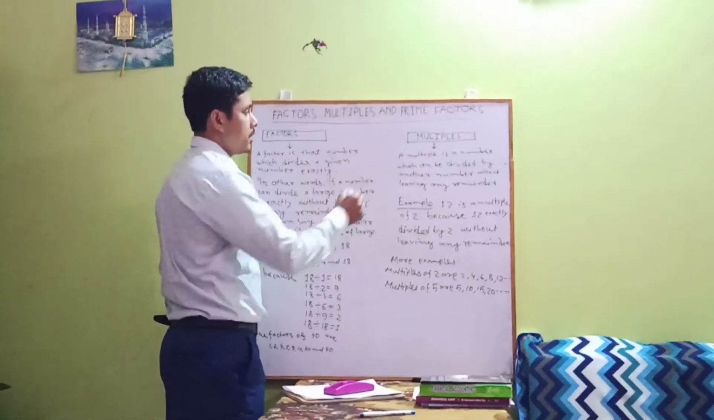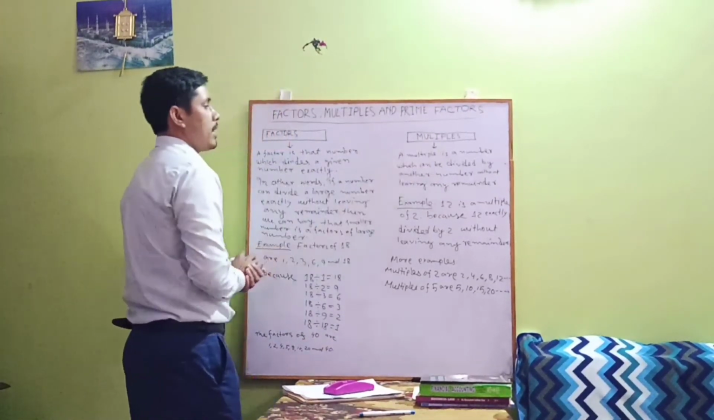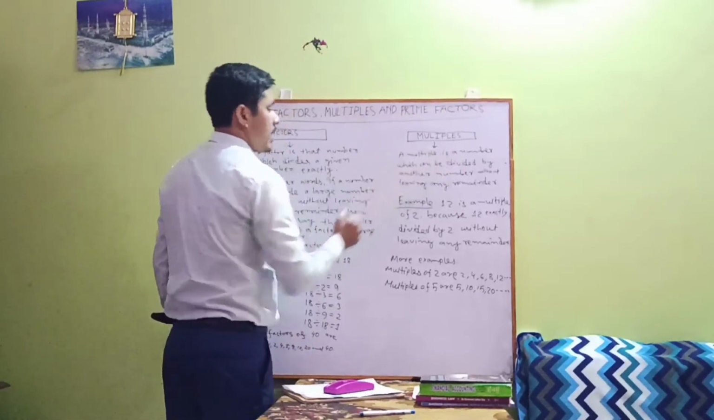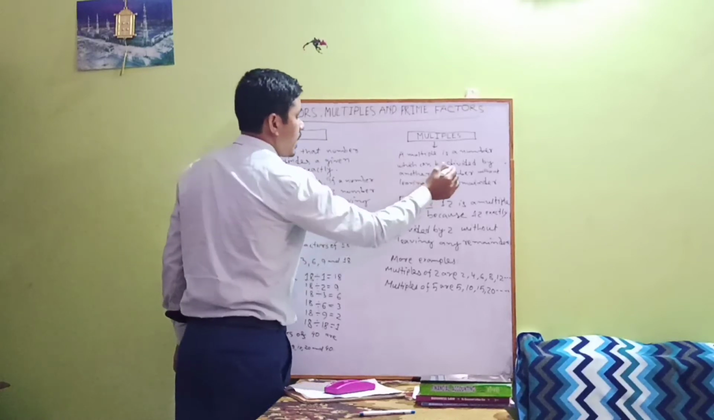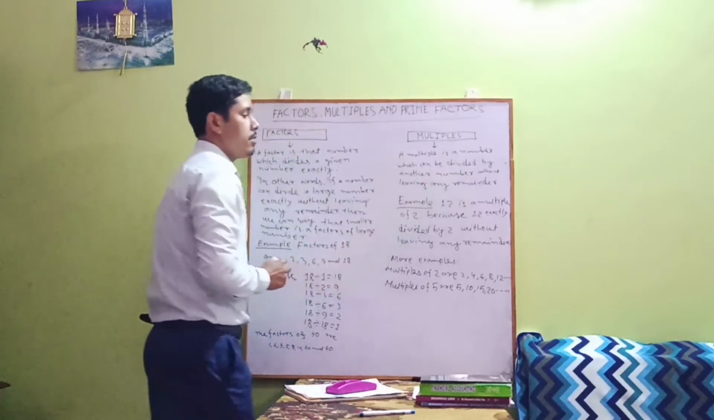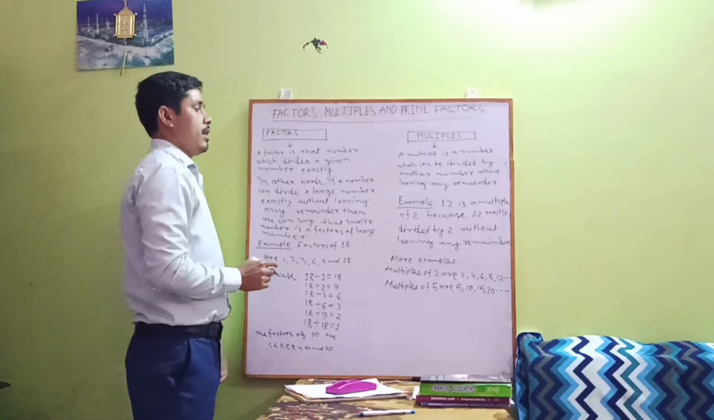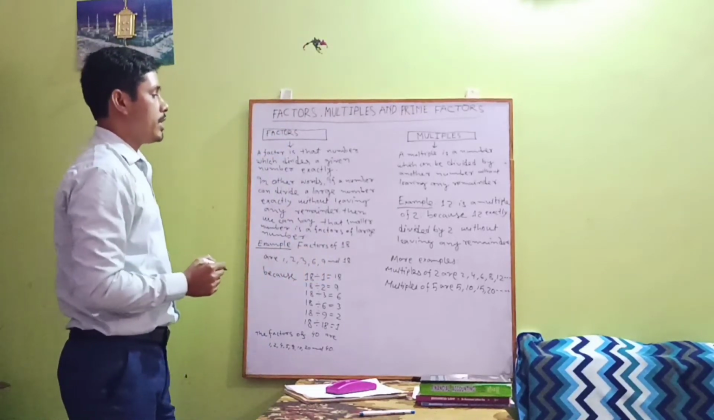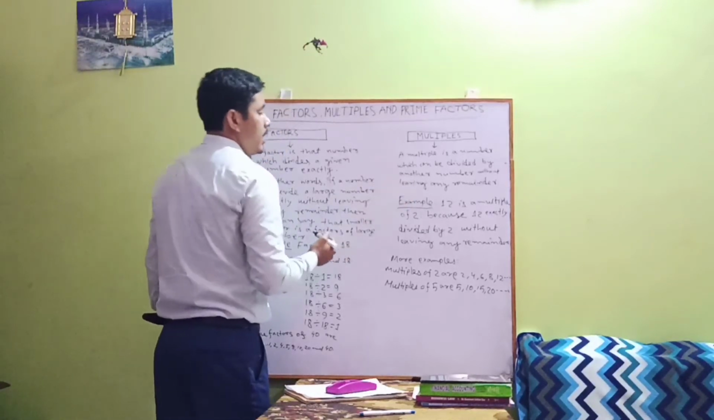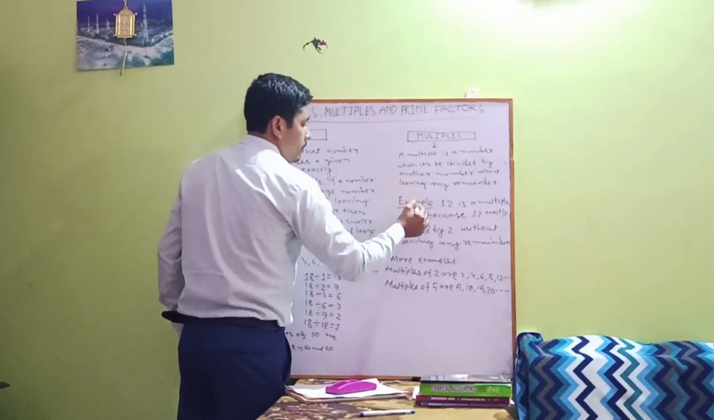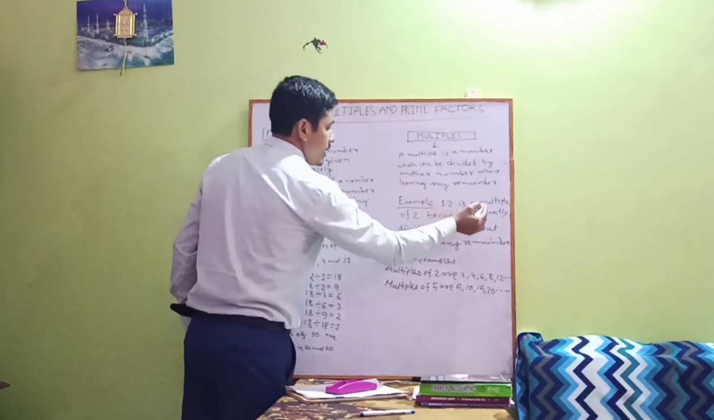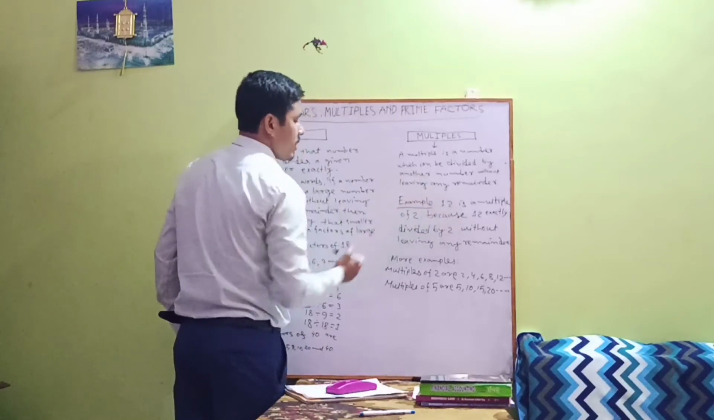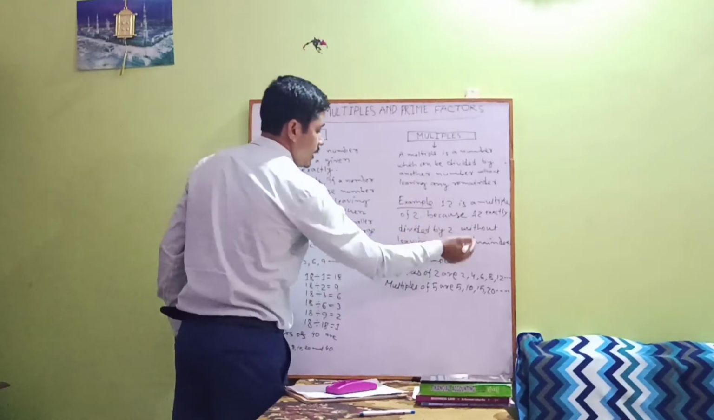Is it clear? Now we are going to learn about multiples. What is meant by multiples? A multiple is a number which can be divided by another number without leaving any remainder. It is explained with the help of an example. Look, 12 is a multiple of 2 because 12 is exactly divided by 2 without leaving any remainder.